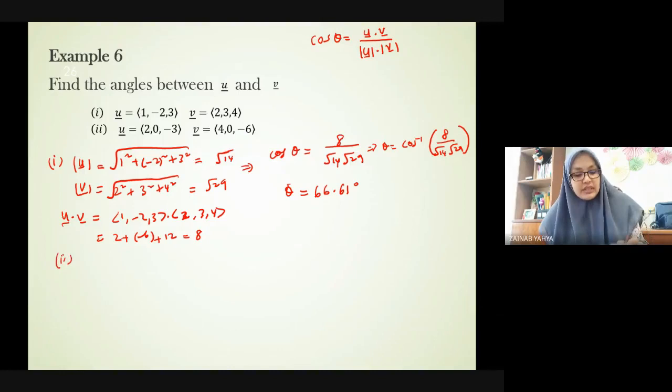So number 2. You see here, it's actually 2, 0, negative 3 and 4, 0, negative 6. You can find a relation between U and V, which is V equals 2U, right? And V, you can write like this: 2 times 2, 0, negative 3.